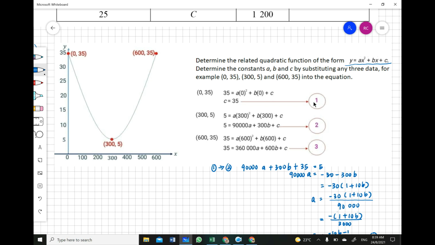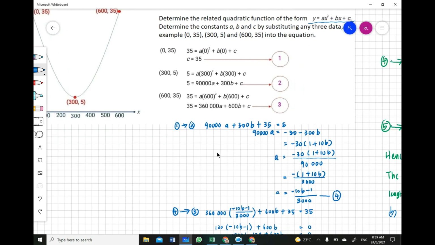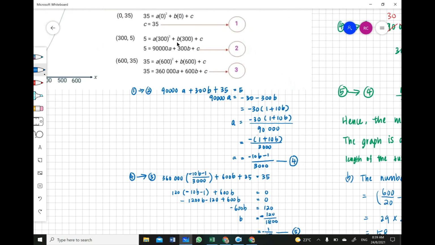We are going to use the substitution method to solve everything. Same thing for the second point here, 305. You substitute everything and we get this second equation. And then the third point, 635, we substitute everything into this equation, so you get this. After that, you just solve everything using the substitution method. Substitute the first one, the c, into the second equation. So the c over here will be 35. That's why I change everything the other way around.